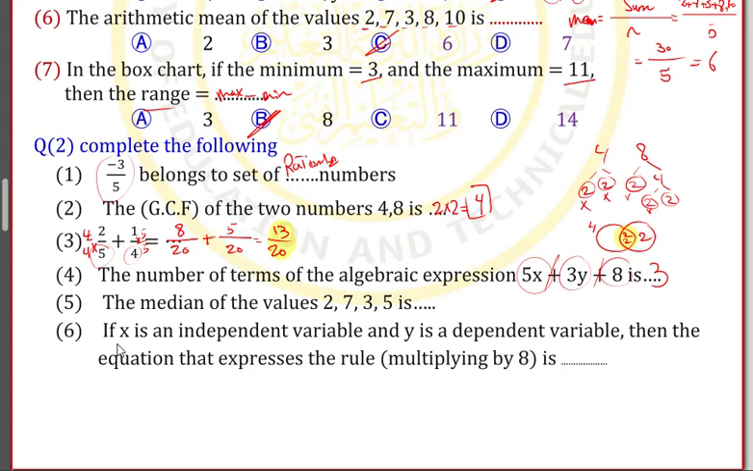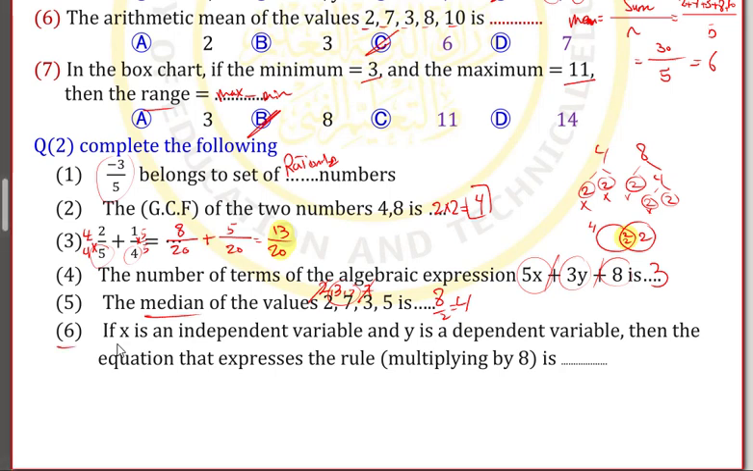Question 5. The median of the values 2, 7, 3, 5. The median is the middle value. So we need to arrange first, starting with 2, 3, 5, 7. Now cancel 2 with 7. We still have 3 and 5 as a remainder. So add them up and divide by 2. 3 plus 5 is 8. 8 divided by 2 is 4. So the median is 4.